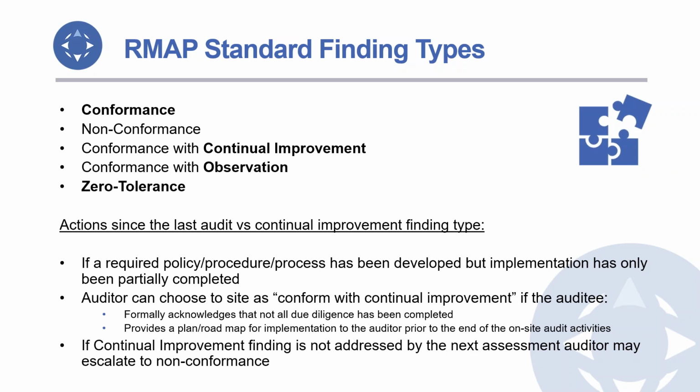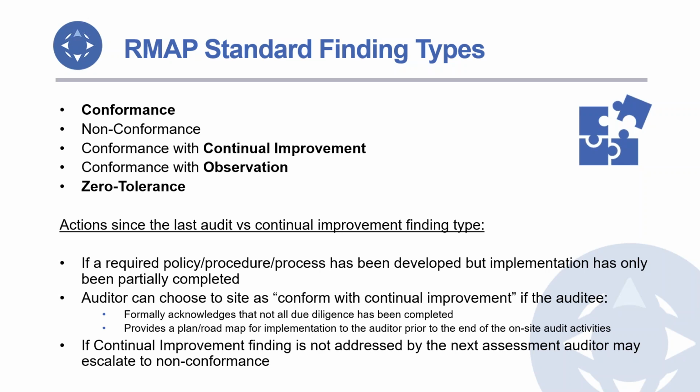If a continual improvement finding is not addressed by the next assessment, the auditor may escalate that to a non-conformance. So it's really important that as you're going to facilities that are going through a reassessment or their next assessment for the revised standard, you review not only past non-conformances, but most importantly review conformances with continual improvement to make sure that those have actually been closed out.